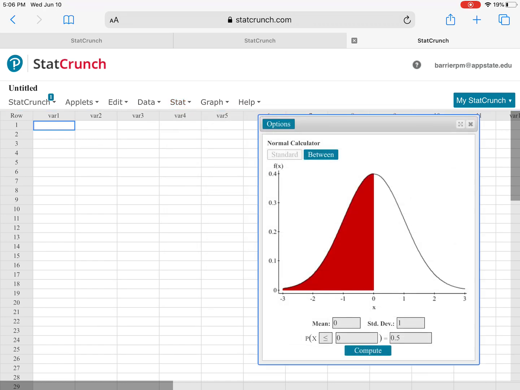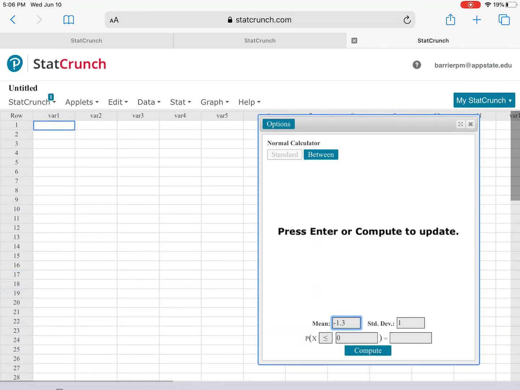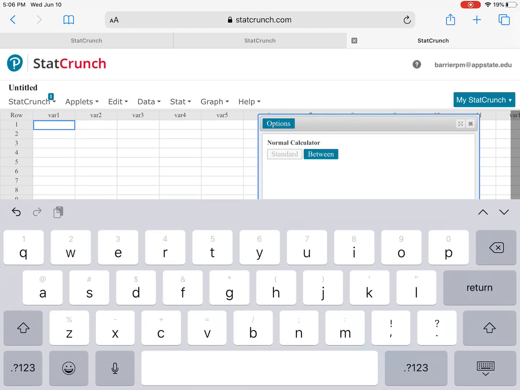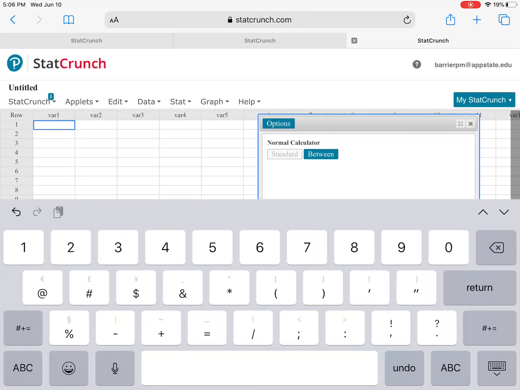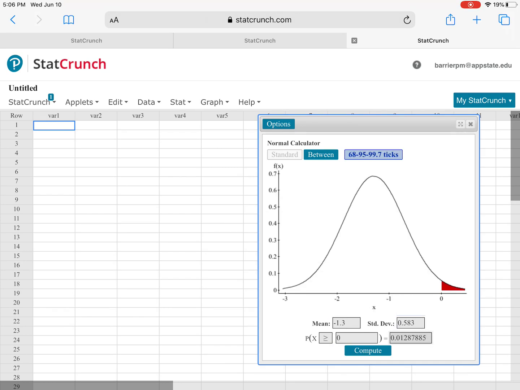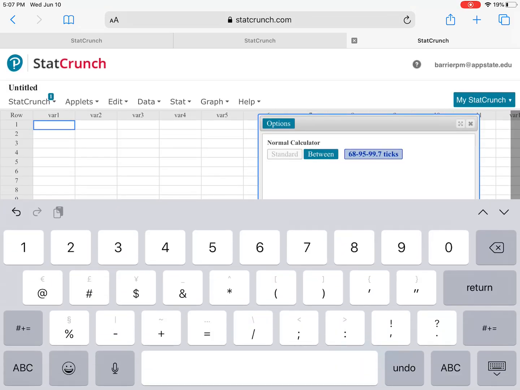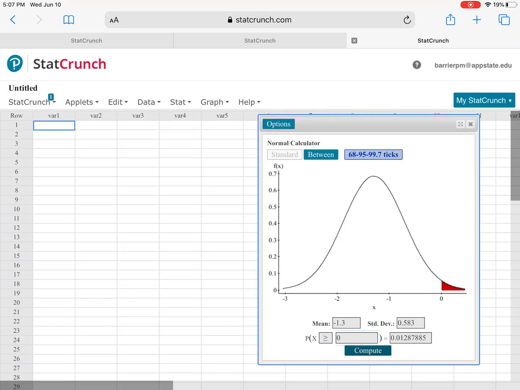So stat, calculator, normal. We said we had a mean of negative 1.3. We have a standard deviation of 0.583. Okay, and we want the probability of, we see an x here, but that's representing x subtract y, and we want to say greater than 0. Oh, whoops. I probably shouldn't have done that. I need to put the 0 back here and let it, here we go, compute.